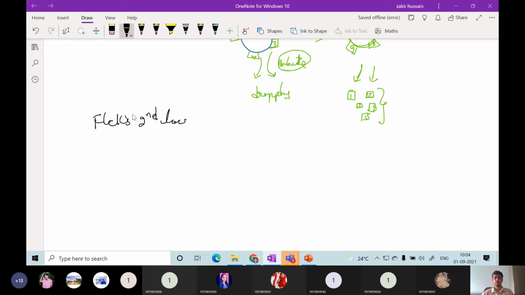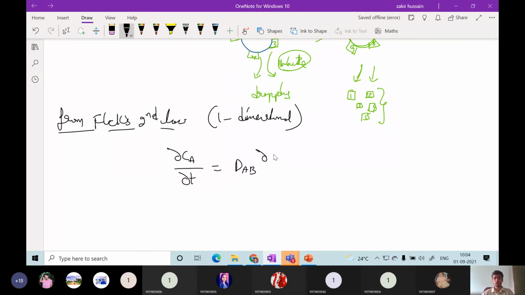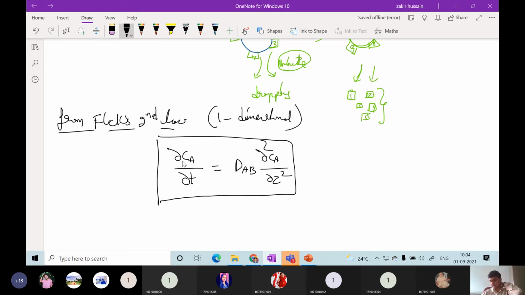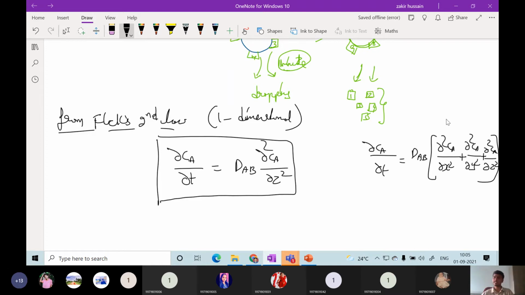Fick's second law. So what is Fick's second law? One dimensional. Fick's second law for one dimension is nothing but dou Ca by dou t is equal to D_AB dou square Ca by dou z square. This is the one dimensional Fick's second law of diffusion. For three dimensions, we have derived dou Ca by dou t is equal to D_AB times dou square Ca by dou x square plus dou square Ca by dou y square plus dou square Ca by dou z square. So this is three dimensional.